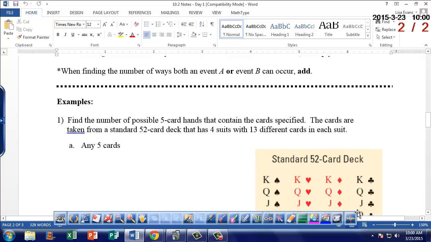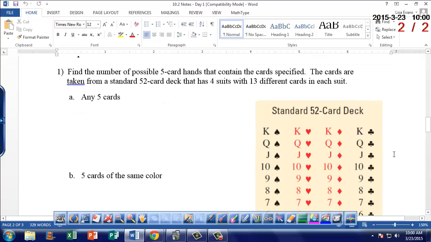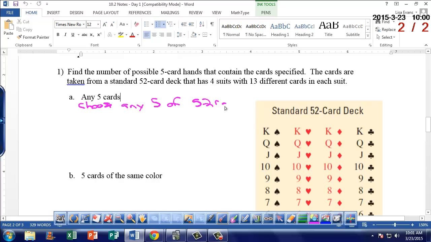The cards are taken from a standard 52-card deck that has 4 suits with 13 different cards in each suit. So we're choosing any 5 cards. We're choosing any 5 of 52 cards. Order doesn't matter. So we're doing 52C5. Very simple. Go ahead and do that on your calculator.